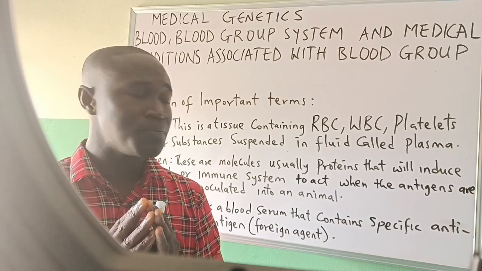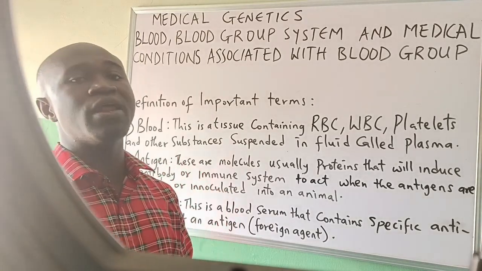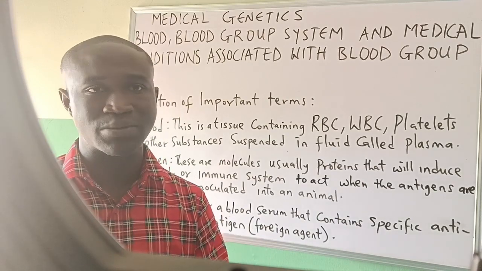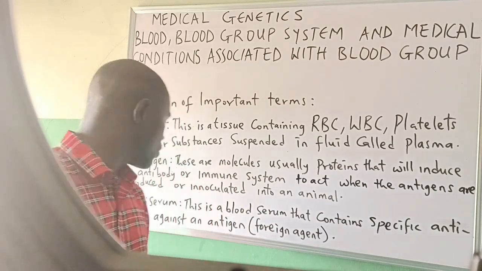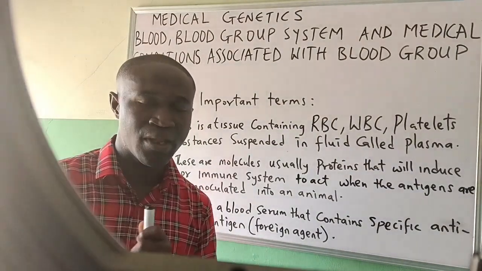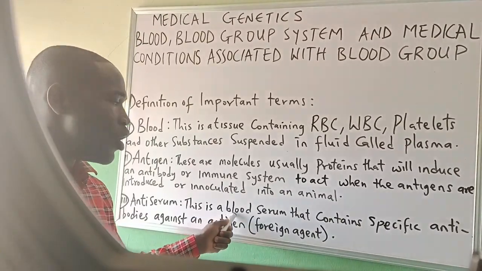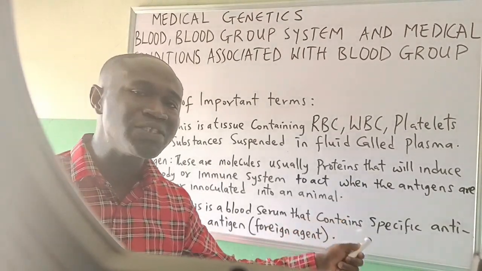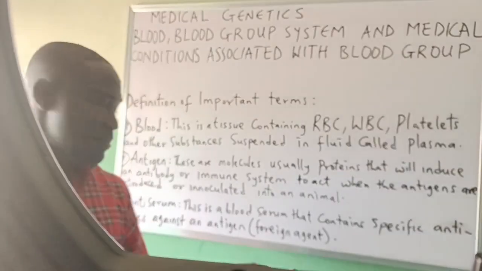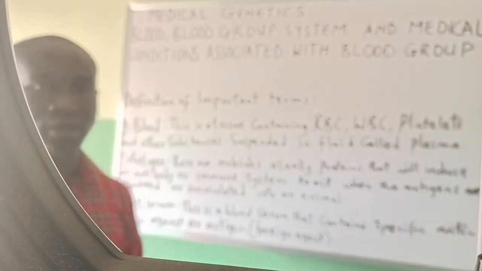Now, it is important to know that this antigen we talk about is located on the red blood cells, whereas the antibodies are located on the blood plasma. And so, when we talk about antiserum, we call it antibody-rich serum. Antiserum is simply called antibody-rich serum. We say it is a blood serum that contains specific antibodies against an antigen. You see, foreign agent, that means antigen, in a layman's understanding simply means foreign agents on your body.